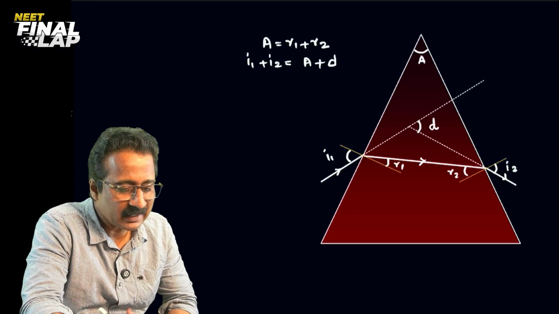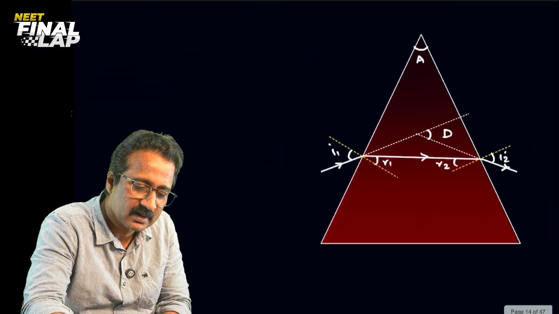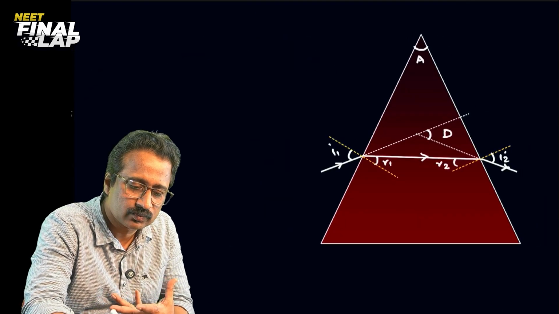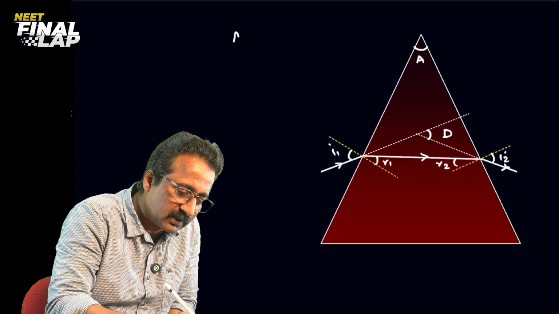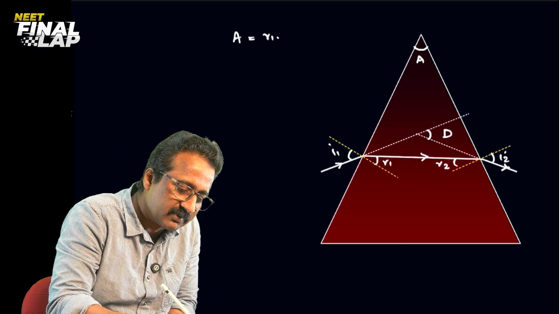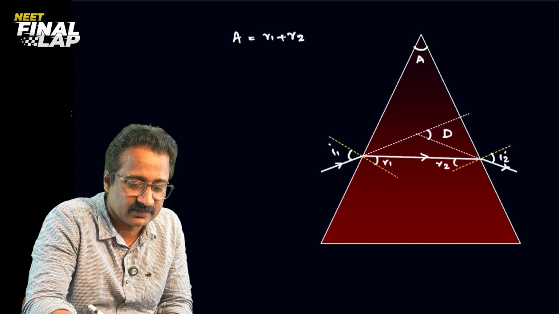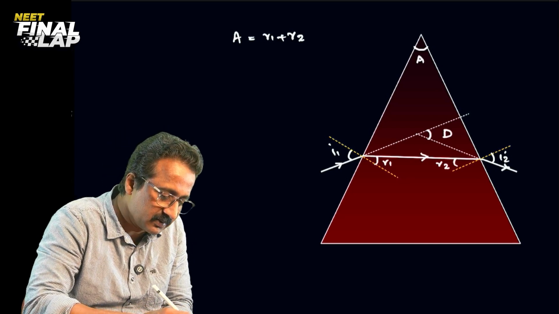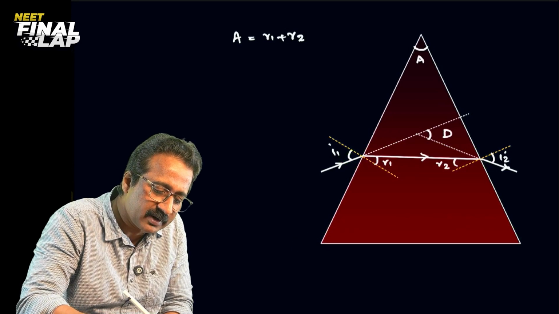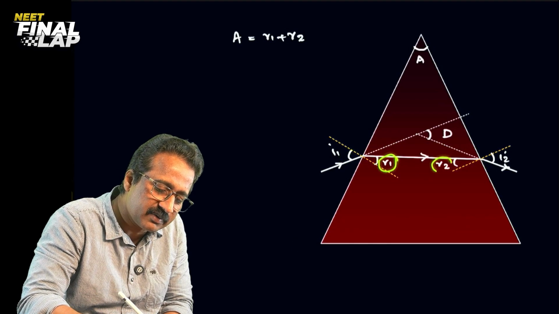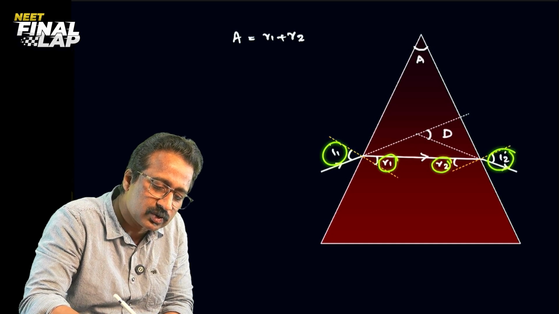Now let's see what happens to these equations when light rays are symmetrical. Let me go to the next figure. I1, R1, R2, and A, D have a relationship. I told you that A here also is equal to R1 plus R2, no doubt. But there is a symmetry in the figure, because this refracted ray is parallel to the base. Because of symmetry, this R1 and R2 will be equal. Not only that, I1 and I2 also will be equal.